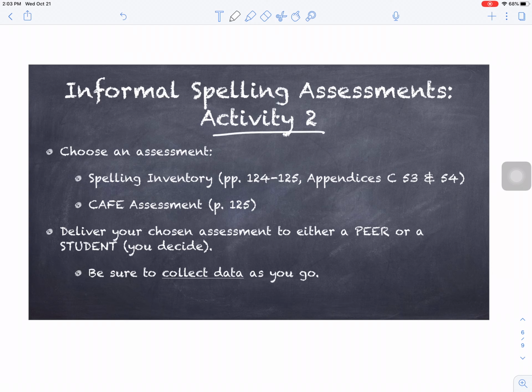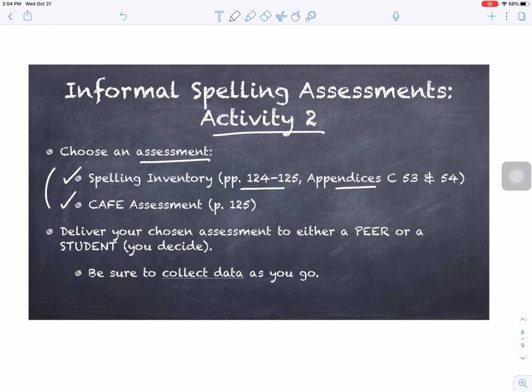For activity number 2, you're going to choose an assessment. DeVries has 2 excellent assessments. One is a spelling inventory, which is written about on pages 124 through 125, and you also have some appendices that you can go to see examples of what this looks like. Or you're going to choose to look at and read about the CAFE assessment, which is on page 125. I'm not going to describe these to you because you can read about them and see what it is that you'll do for each assessment.